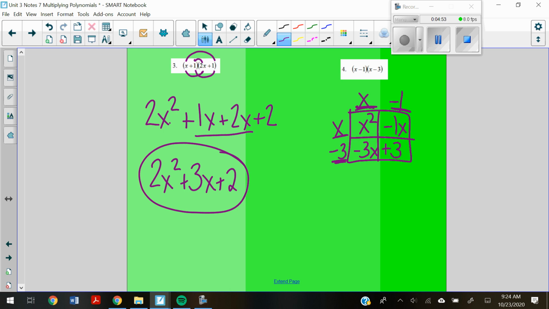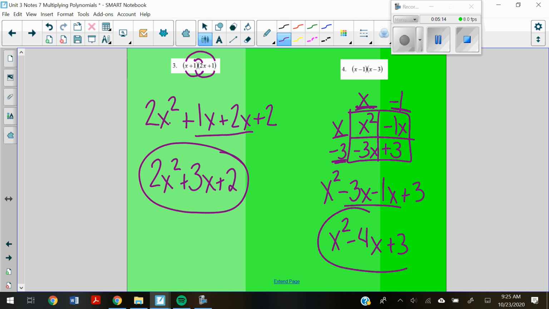Some of you might be able to combine your like terms from the box and not need to write them all out, and that's just fine. Some of you will feel that you should write them all out, just so you don't lose anything. So we get x squared minus 4x. Notice when I combine those like terms, I'm not doing anything to their powers. So there you have it.